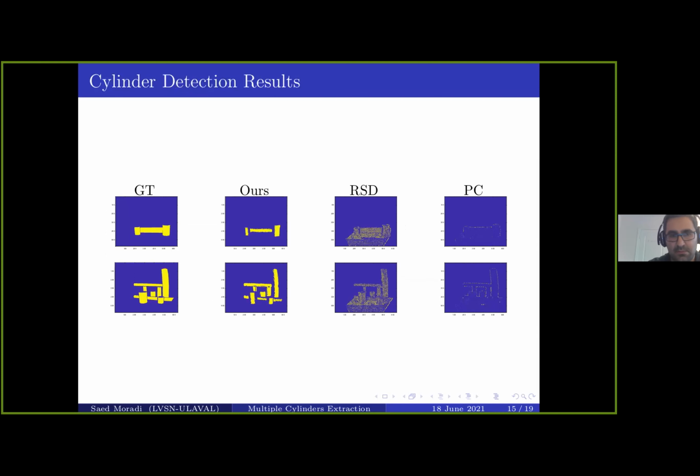The first column is the ground truth. The second column is our method, which is based on the MSER feature descriptor. The third and fourth columns are the RSD and principal curvature results. As shown again, our method can detect all the cylinders correctly.